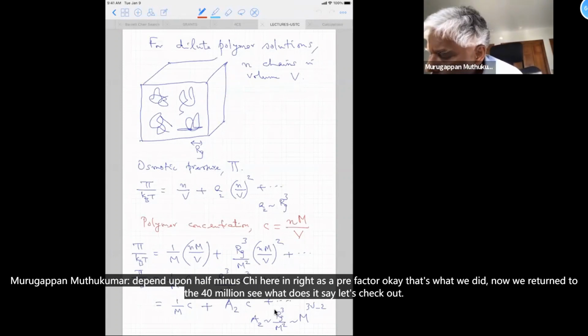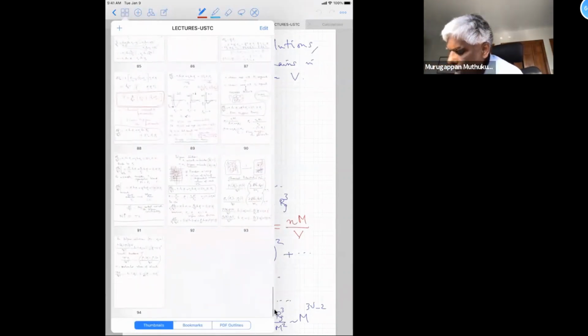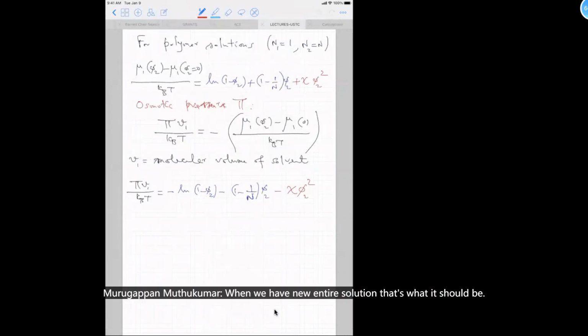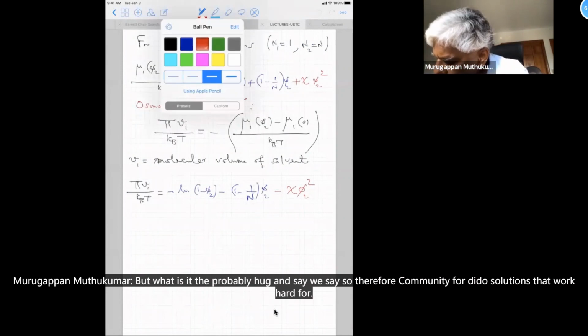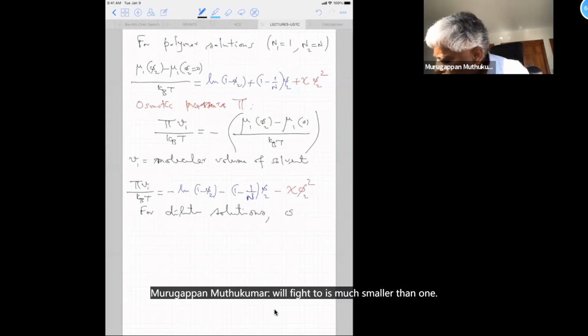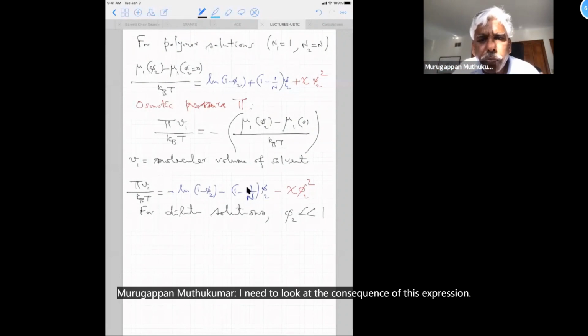Now we return to the Flory-Huggins theory. What does it say? Let's check our backgrounds. We knew in dilute solution that's what it should be. But what does the Flory-Huggins theory say? So let me work it out for dilute solutions, where phi 2 is much smaller than 1. I need to look at the consequence of this expression.